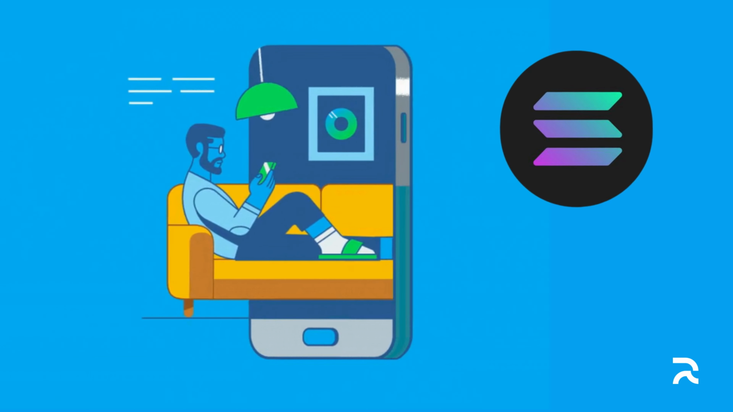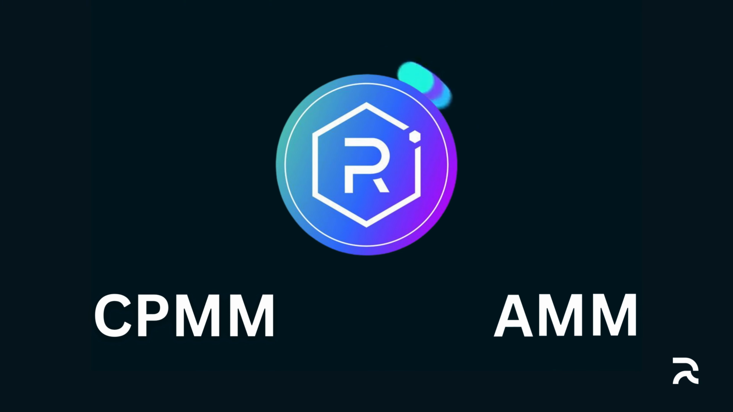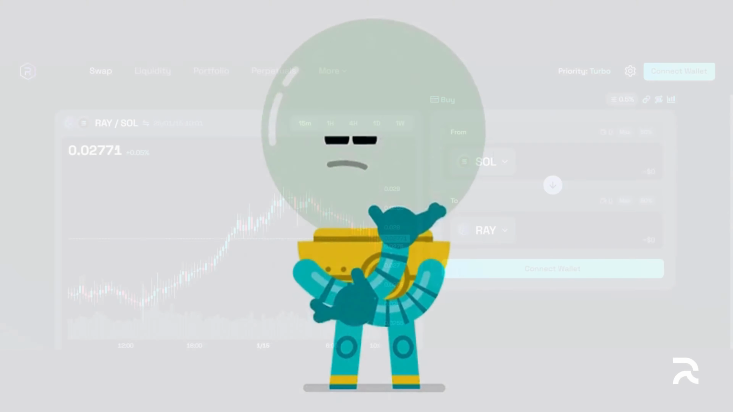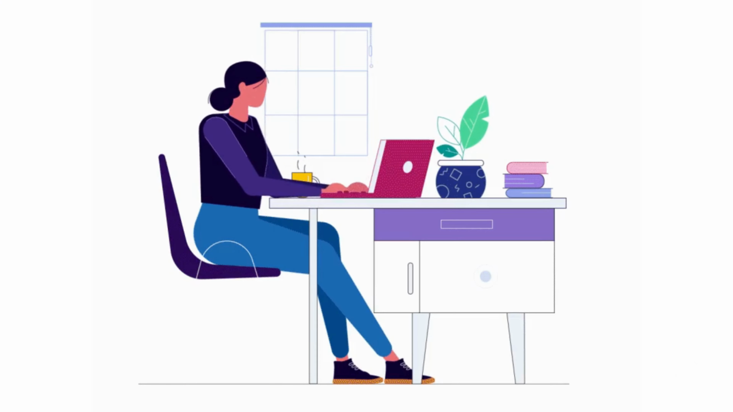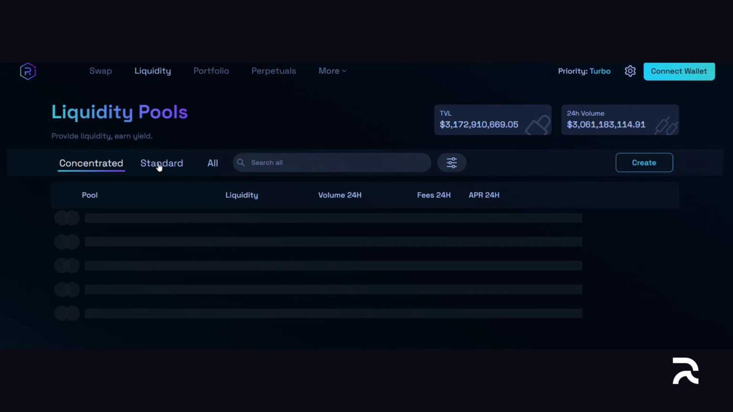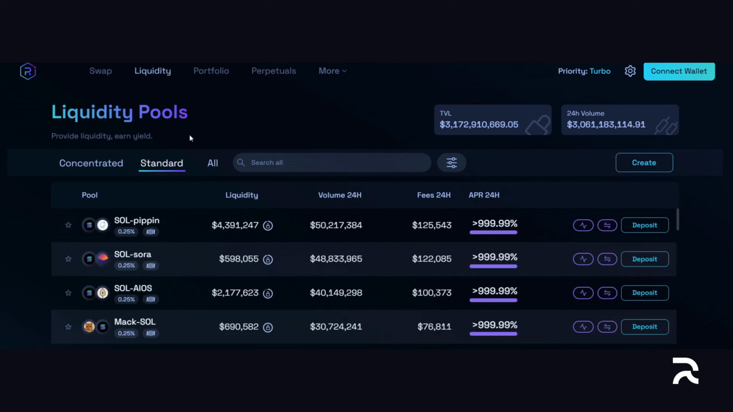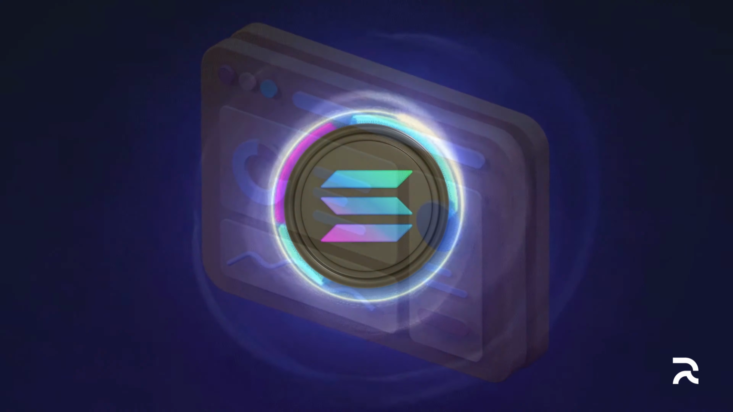If you're a Solana token holder or developer, you've likely encountered the terms CPMM and AMM. But what do they mean, and how do they impact your token's liquidity and trading performance? In this video, we'll break down the core differences between Raydium's CPMM, Constant Product Market Maker, and AMM, Automated Market Maker models, helping you decide which strategy is the best volume booster for your Solana token.